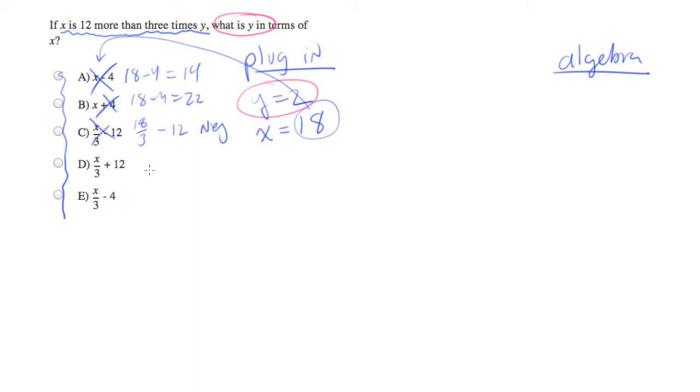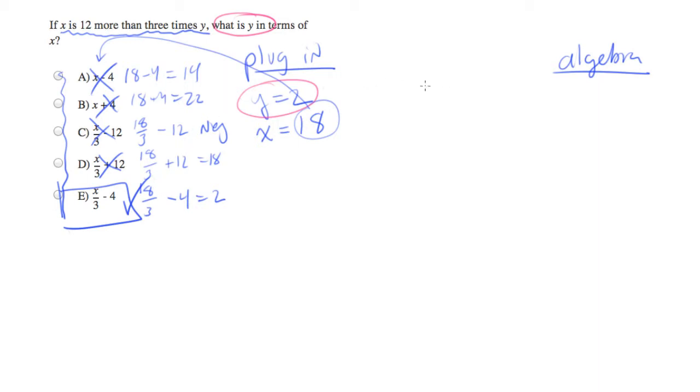That's not it. We're going to get 18 over 3, which is 6 plus 12, is 18. That's not it. And here we'll get 18 over 3, which is 6 minus 4, equals 2. And that's our magic number. And E is the answer. And that was fast. Fast and easy.